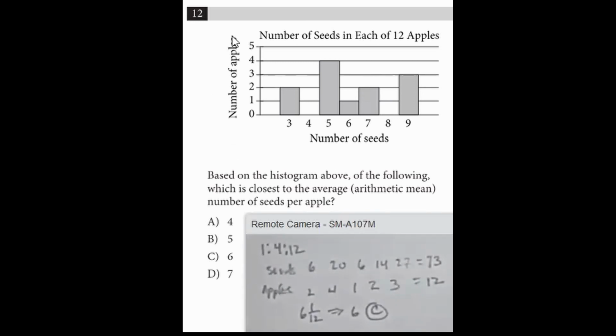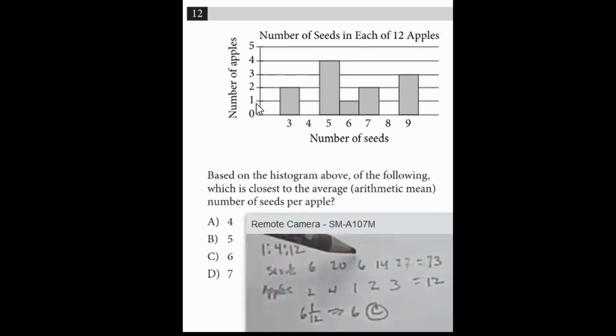So here we see we have the number of apples here, the number of seeds here. We want seeds per apple. So you have to calculate the number of seeds, the number of apples, and then get the average. This first one is 2 times 3, 6. The second one is, you see, 4 times 5, 20, and so on.